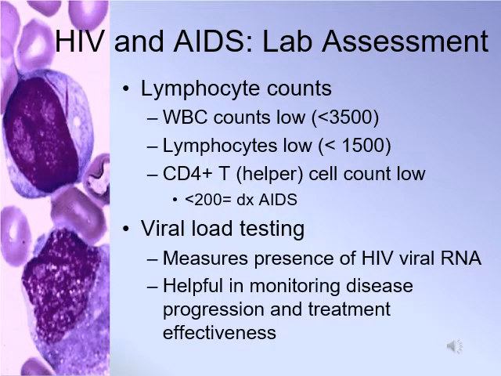When they're looking at HIV and AIDS, they will definitely be looking at other blood work and other labs. A patient may have lowered lymphocyte counts, which we call leukopenia. So lymphocyte counts are going to go down. The total WBC will go down and be less than 3,500. Remember, the normal WBC is 4,500 to 11,000. Lymphocytes will be low, less than 1,500. And again, remember that the CD4 helper cell count is going to be less than 200 for an AIDS diagnosis.